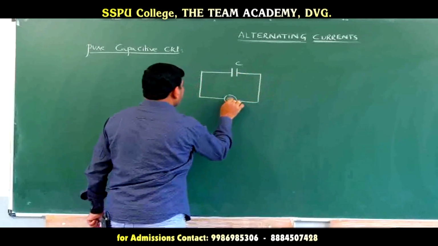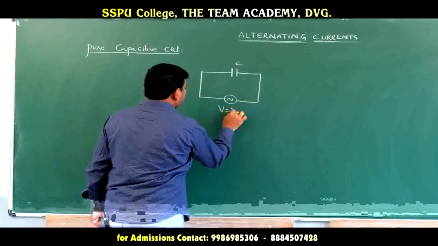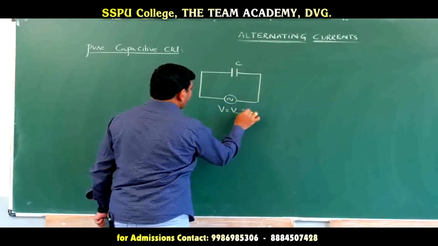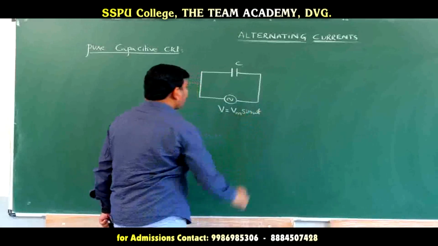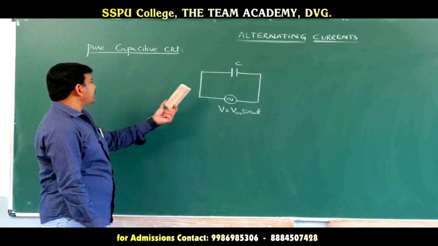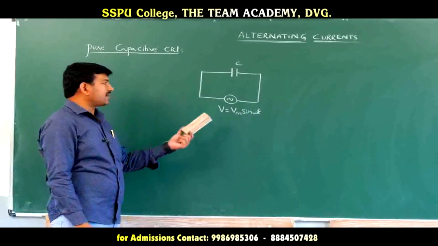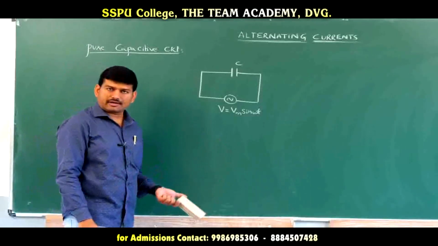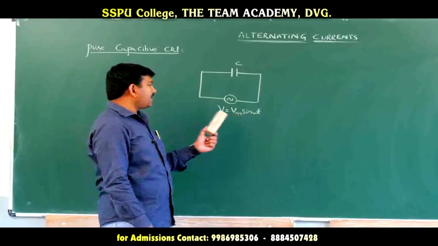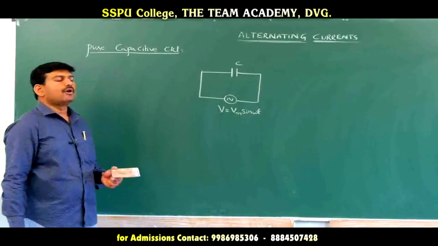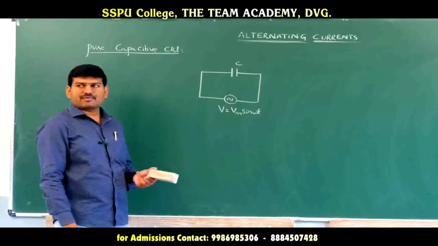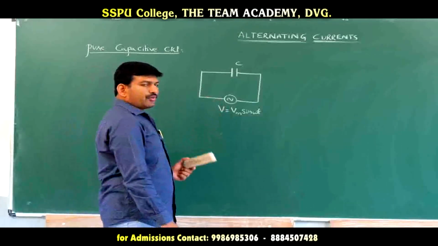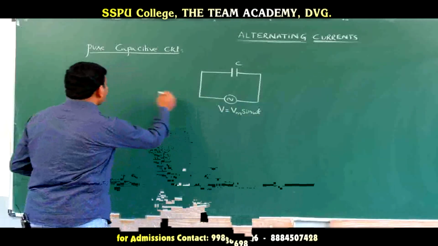This is an input AC voltage source whose applied voltage is equal to Vm sin omega t. So what is going to happen in this one we have to find out, and what is the current in the circuit we need to find out. As I know the voltage term, I need to find the current term, and then comparing the current term with the voltage term we are going to see what is the phase relationship between a voltage and current in a pure capacitive circuit.